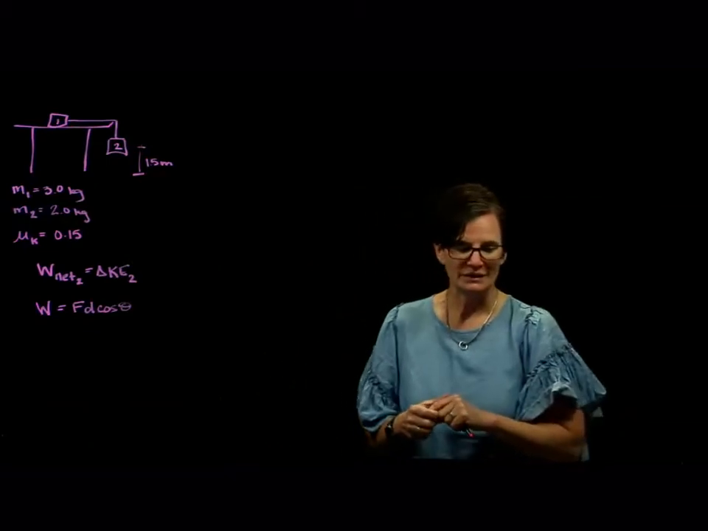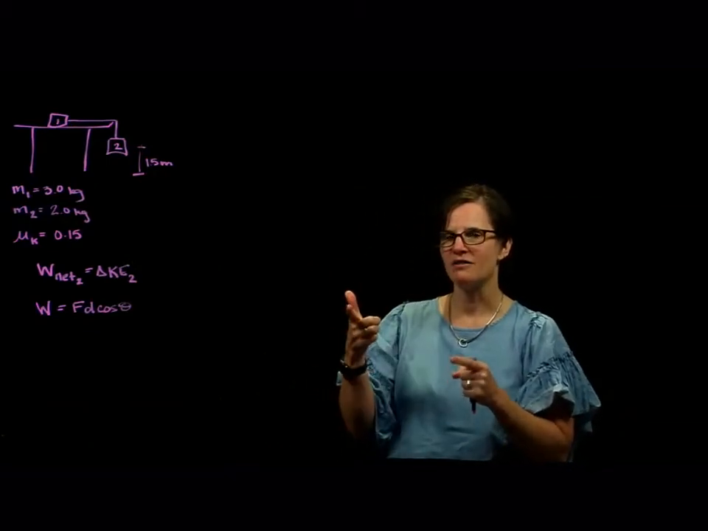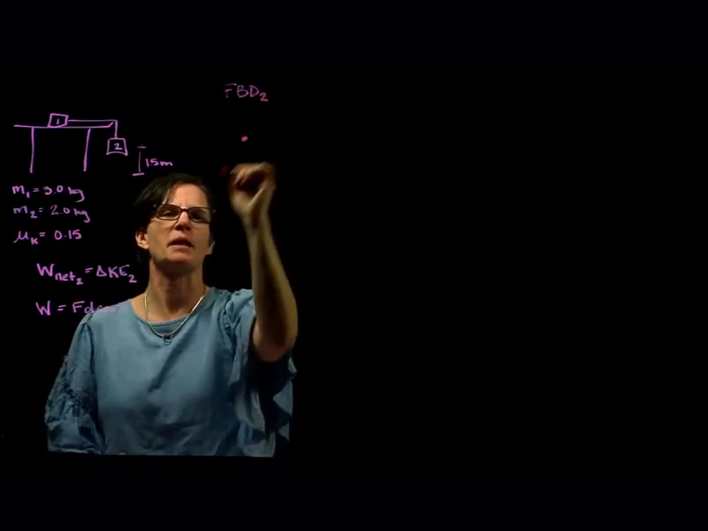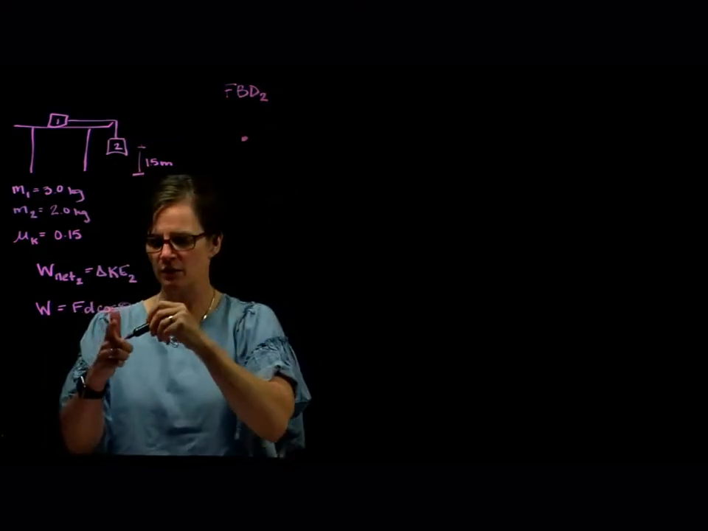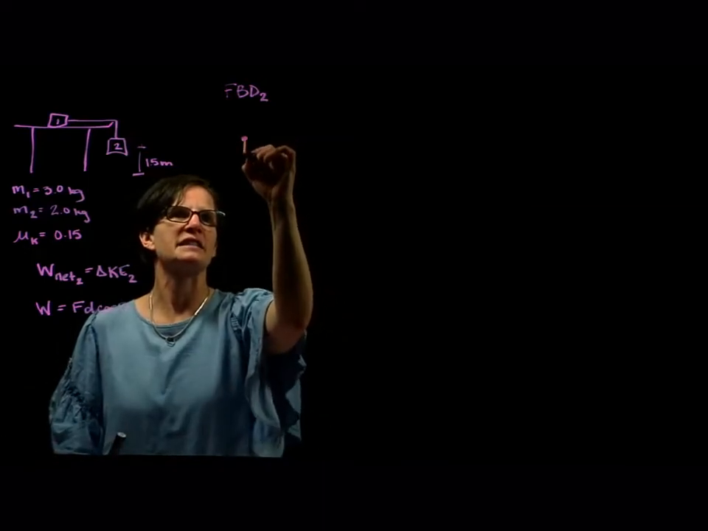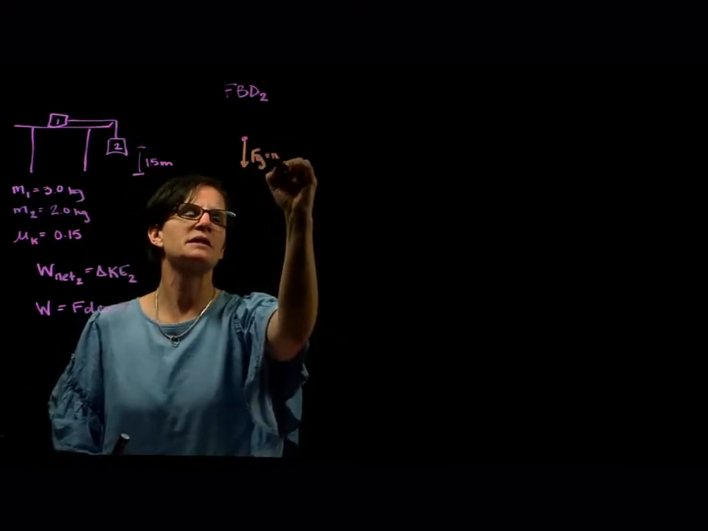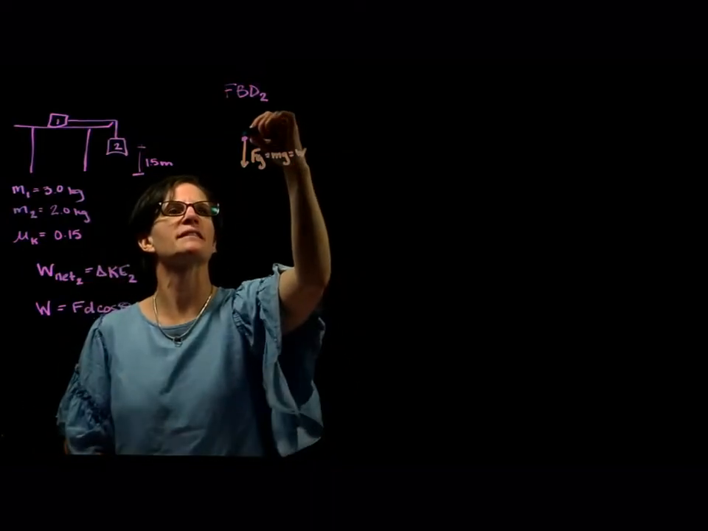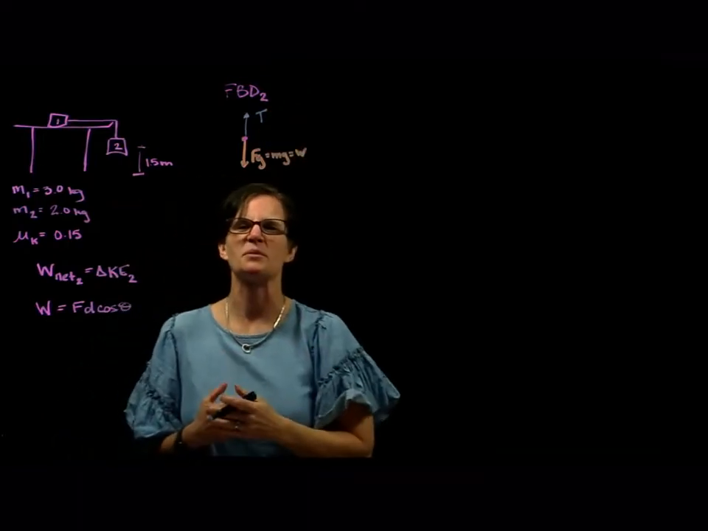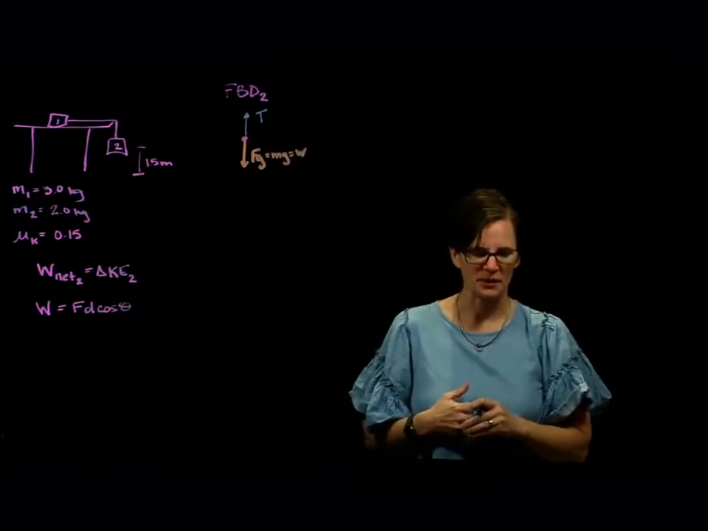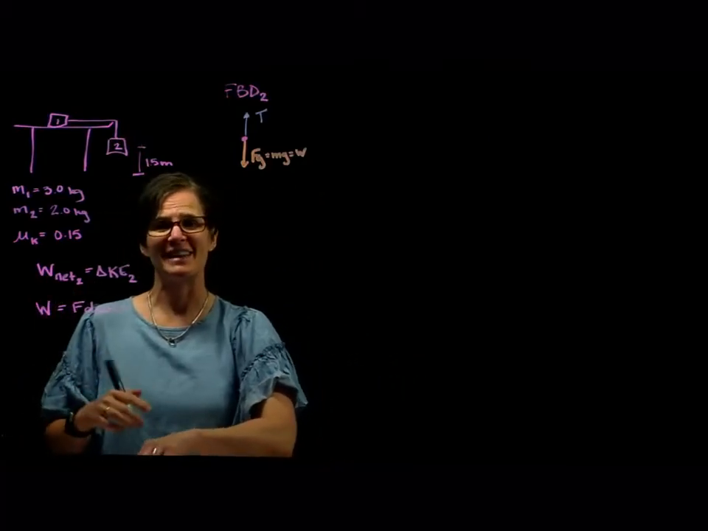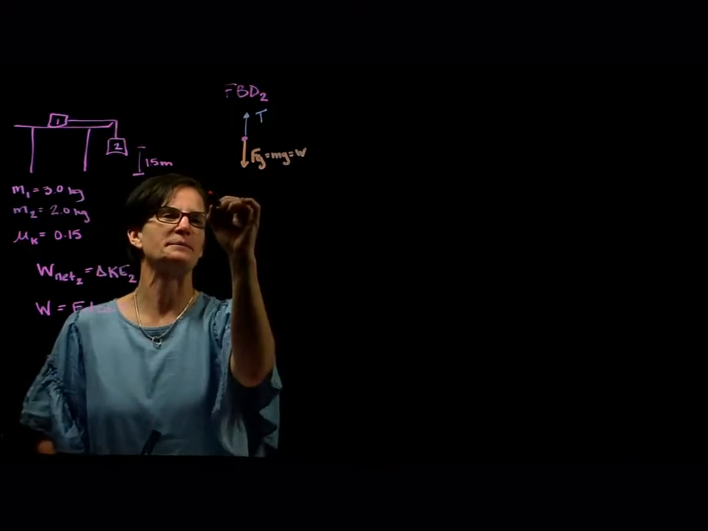Okay, so let's do a free body diagram of block 2 to examine what those forces are, so that we can look at the work done on block 2. We have the force of gravity acting down, which we know is equal to mg, the weight, and we have the tension in the string acting up. Those are our two forces acting on the block. Let's look at the work done by each of them independently so that we can look at the net work, the sum of the work.